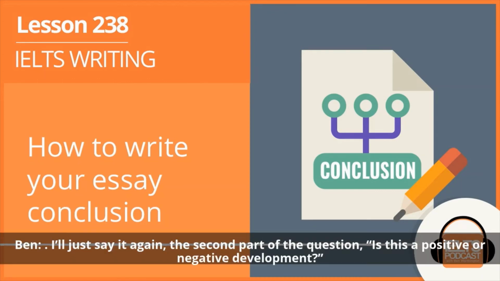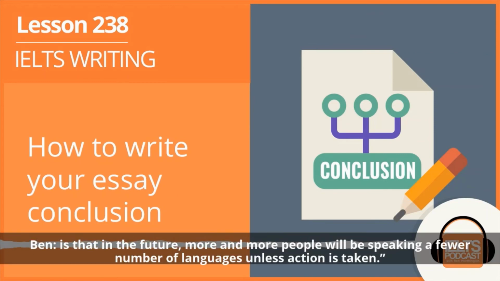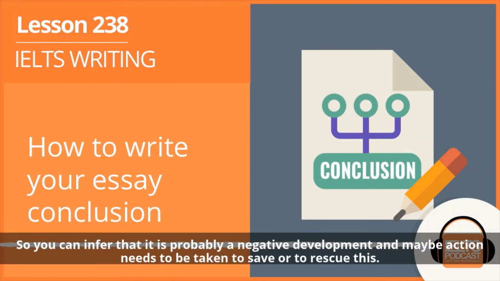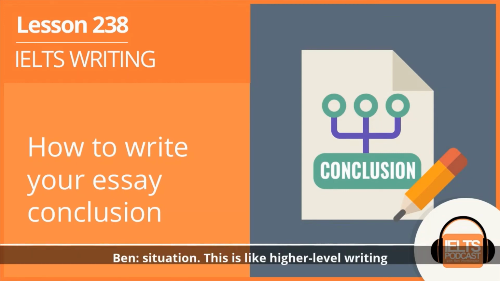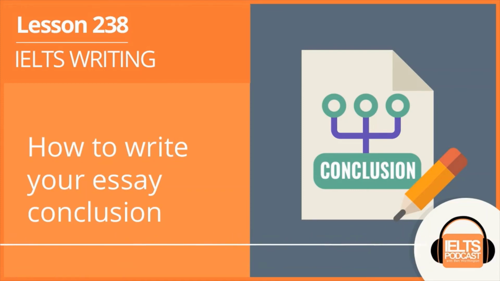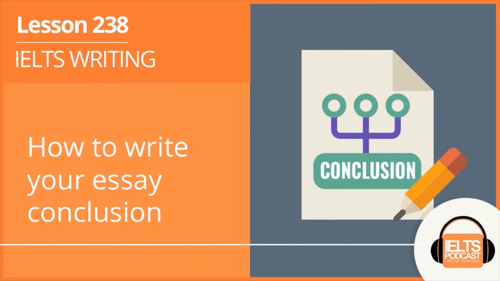I'll just say it again. The second part of the question, is this a positive or negative development? My answer, however, what is clear is that in the future more and more people will be speaking a fewer number of languages unless action is taken. So you can infer that it is probably a negative development and maybe action needs to be taken to save or to rescue this situation. So this is like higher level language or higher level writing when the reader can infer your position rather than you having to explicitly state, this is a positive development. You see?